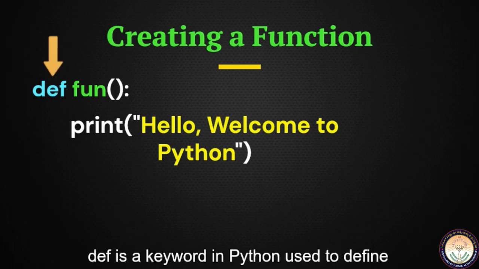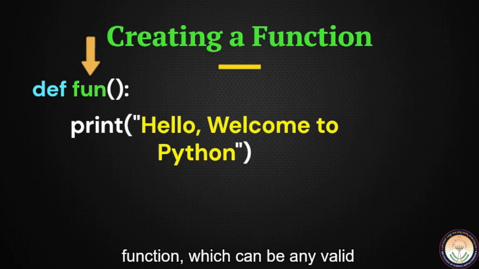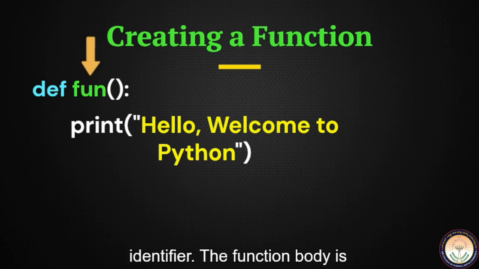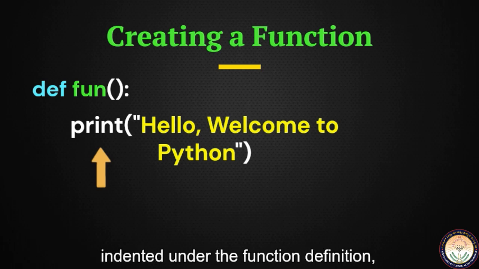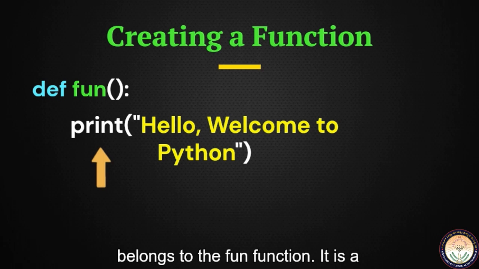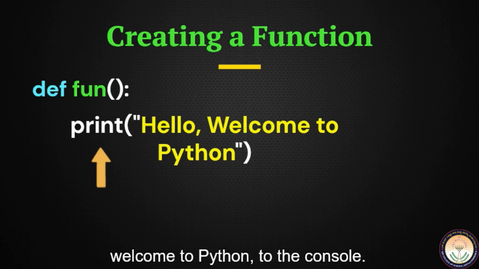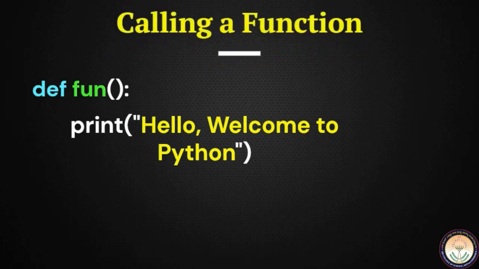Def is a keyword in Python used to define a function. Fun is the name of the function, which can be any valid identifier. The function body is indented under the function definition, which tells Python that this line of code belongs to the fun function. It is a statement that outputs the message, "Hello, welcome to Python," to the console.